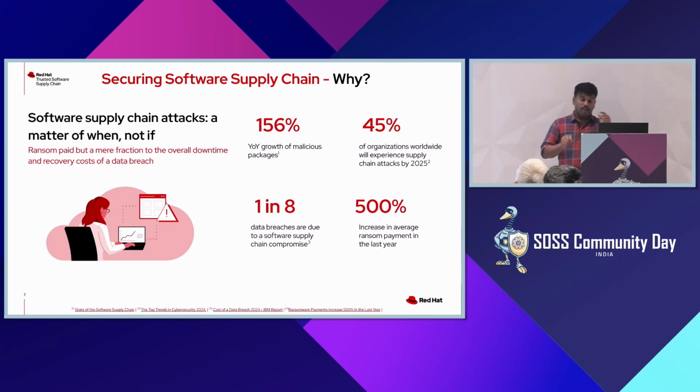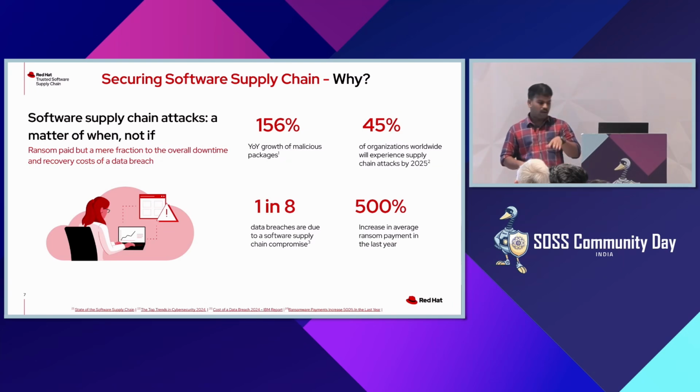If we put it in numbers, year over year there is 156% growth in malicious packages, which is crazy. And there's a report that states 45% of companies will definitely undergo a software supply chain attack by 2025. That's the craziest. Software supply chain attacks are also one of the eight reasons for data breaches. And finally, ransomware: the average ransomware payment increased by 500% compared to last year. That's again the craziest thing, right?